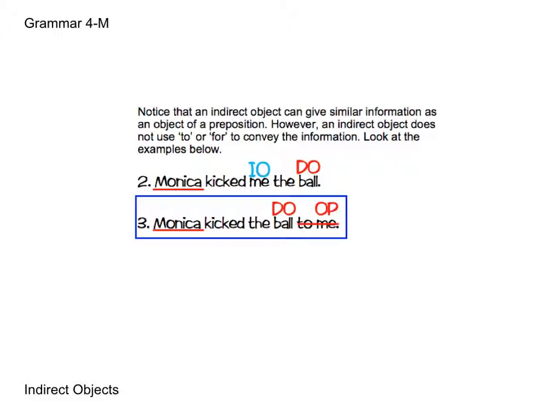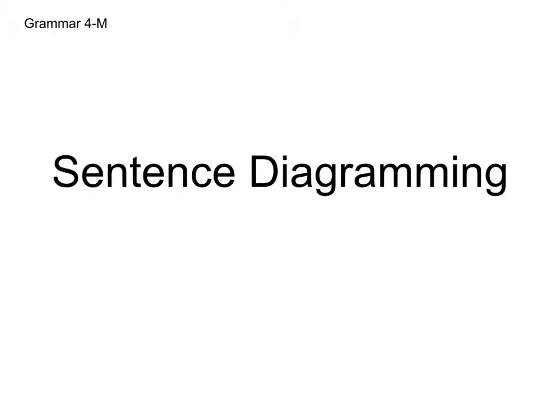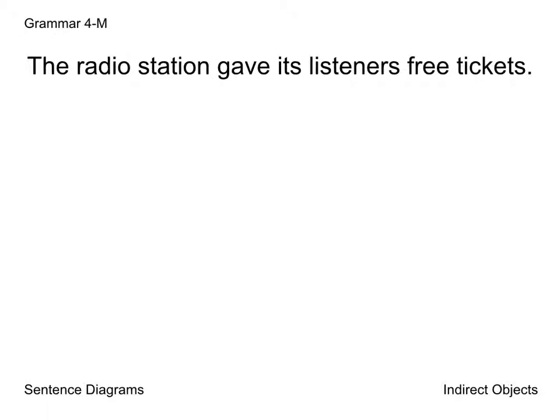So now we're gonna play around with the indirect objects a little bit more through our sentence diagramming. Here's our sentence. The radio station gave its listeners free tickets. Let's get started with the basics. We know our subject, the station. The station is completing the action of giving or gave. And then what is being given? Tickets. Tickets are the direct object.